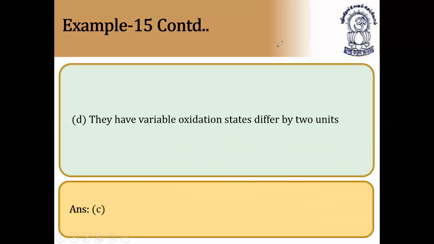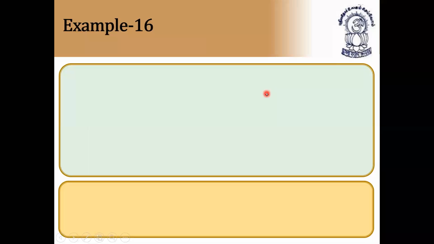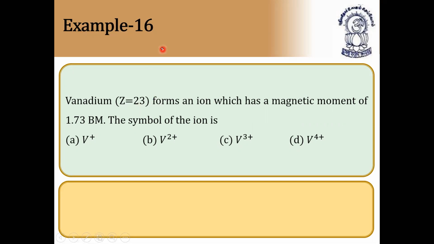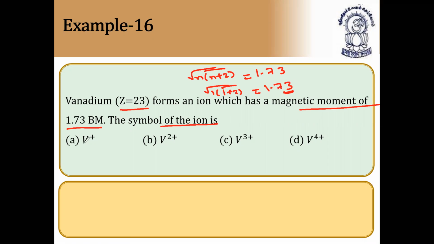Next question. Vanadium, Z is equal to 23, atomic number they have given. Forms an ion which has a magnetic moment of 1.73 Bohr magneton. The symbol of the ion will be? So 1.73 means root of n into n plus 2 is equal to 1.73. When could this be possible? If you take n is equal to 1, 1 into 1 plus 2 is 3, and root 3 value is 1.73. So the number of unpaired electrons is only 1. If the number of unpaired electrons is equal to 1, then only we can say the magnetic moment is 1.73 Bohr magneton.